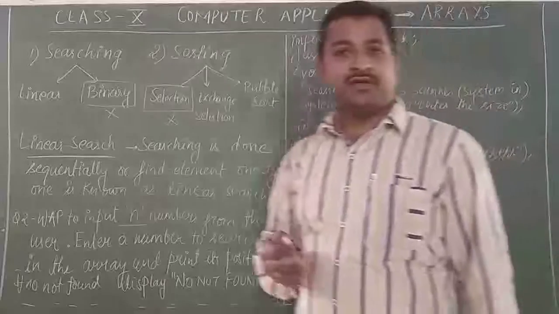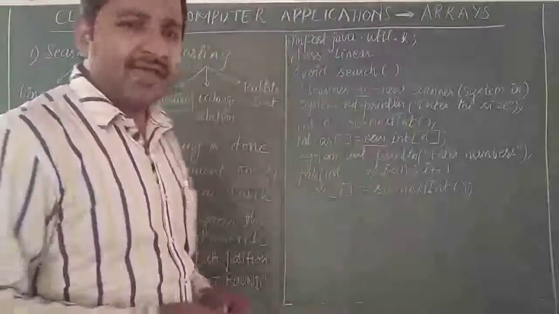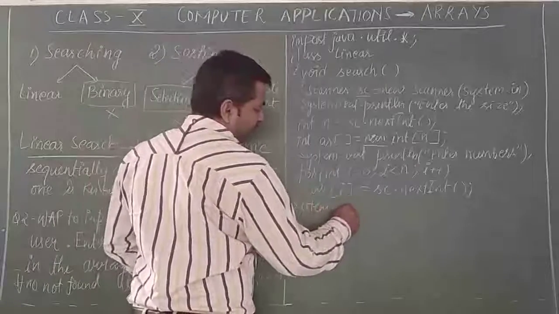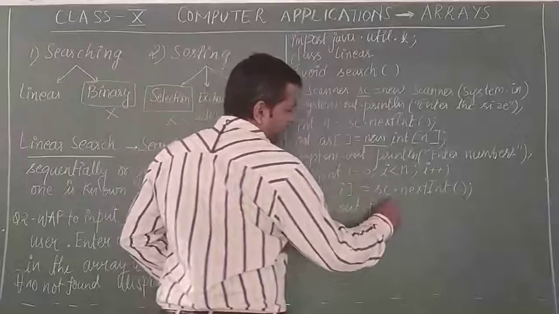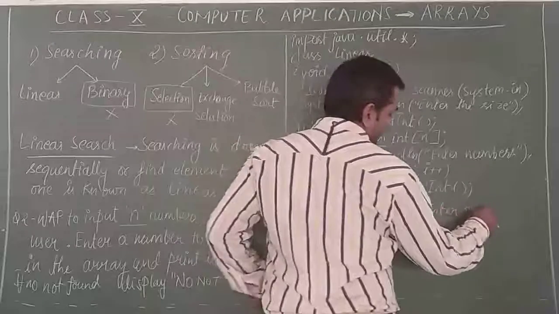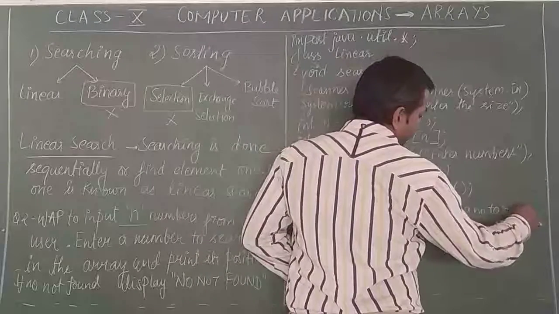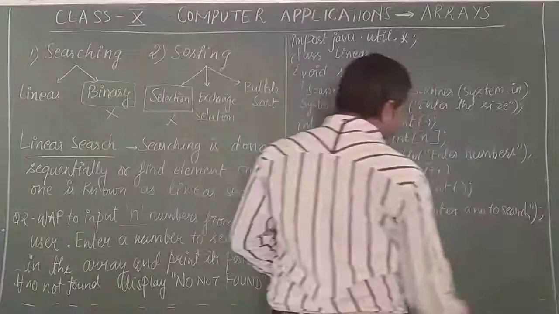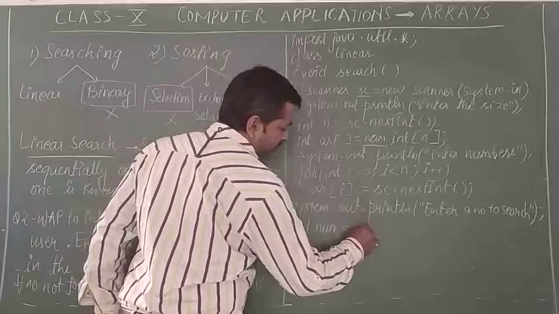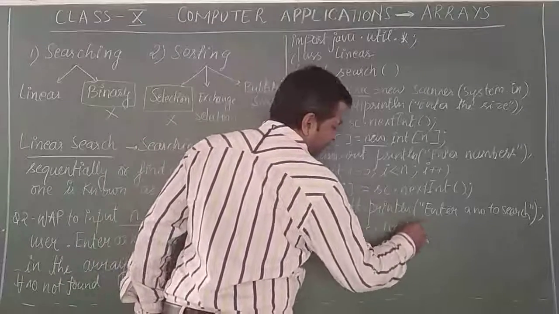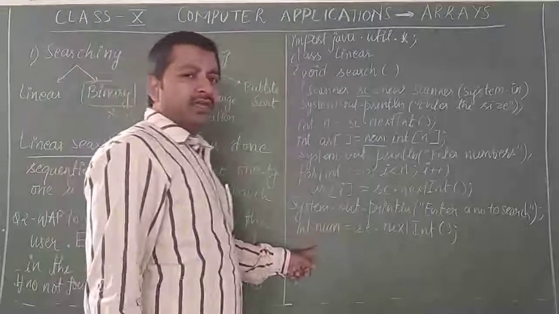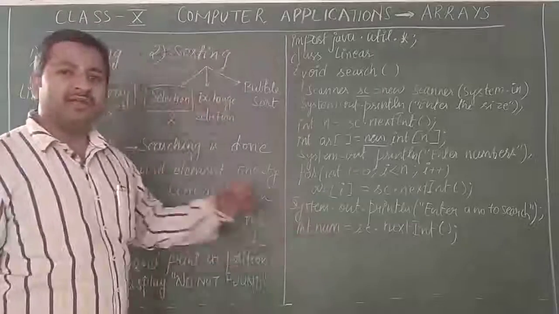Now next task, you have to input a number which you have to search in the array. So you will simply write a statement for the user again: System.out.println("Enter a number to search"). So for that I am taking one variable int num = sc.nextInt(), taking the input from the user during runtime. So with this statement, the user will enter a value and the value will be stored in the variable num.